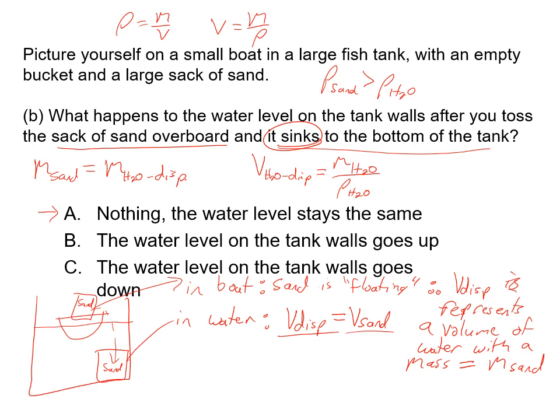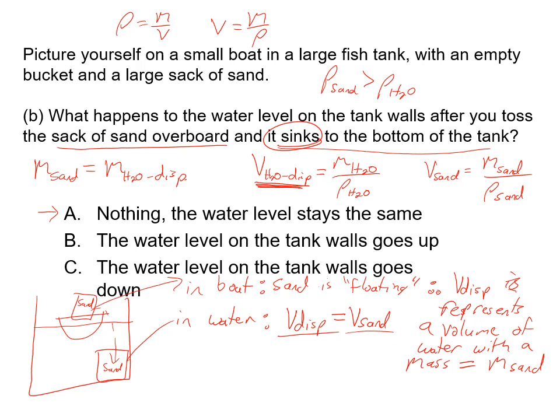But in terms of the volume of sand, the volume of the sand is equal to the mass of the sand divided by the density of the sand. So this is the volume that it displaces when it's in the boat, and this is the volume that it displaces when it's on the bottom of the tank.